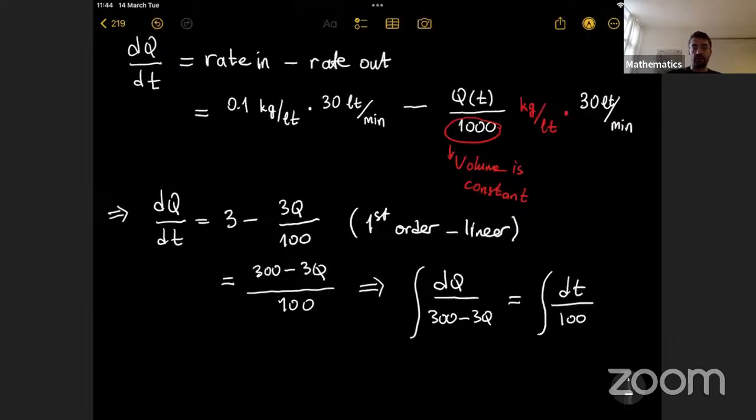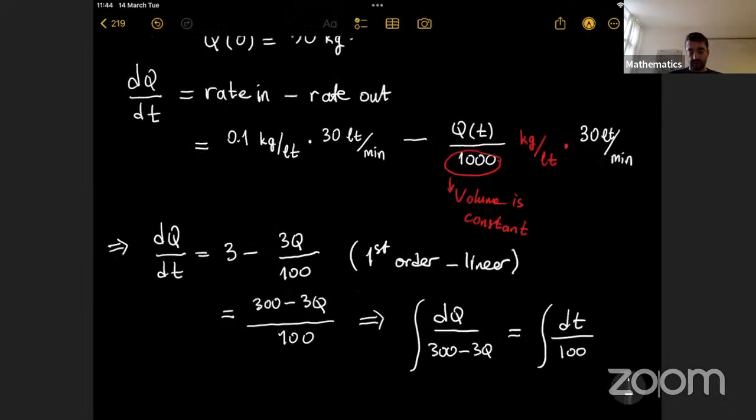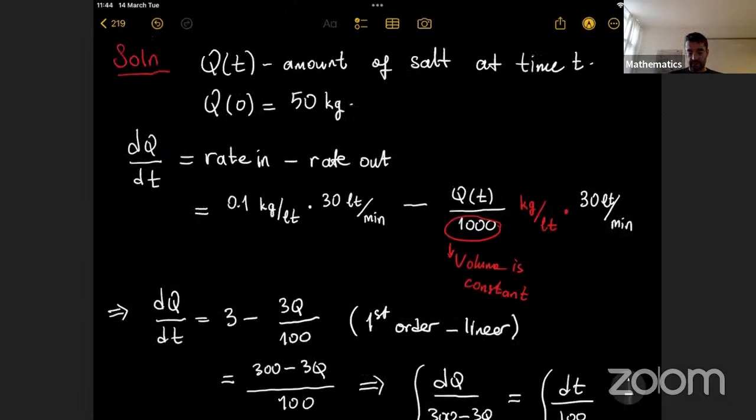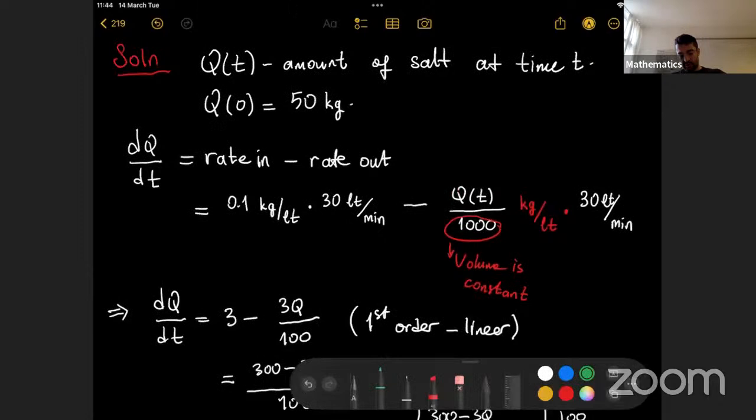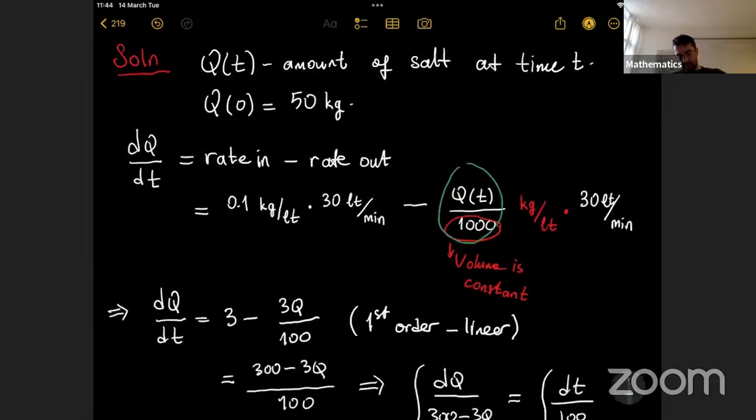Okay, there is one question: why we have here for the rate out Q2 over 1000. So this is C2, the concentration of the chemical salt in the water, and this is R2, okay? It flows out at the same rate, so it's R2, that's why we have this, okay?